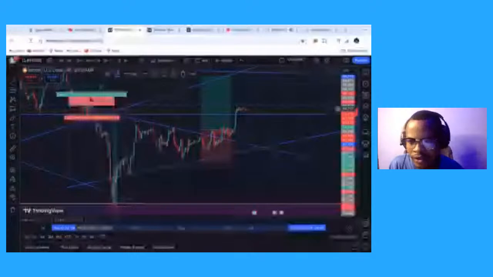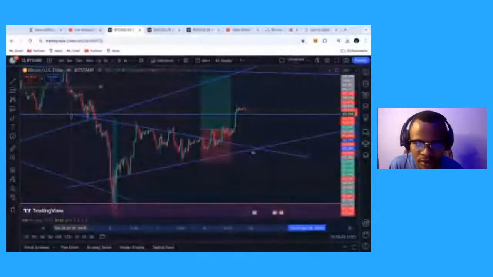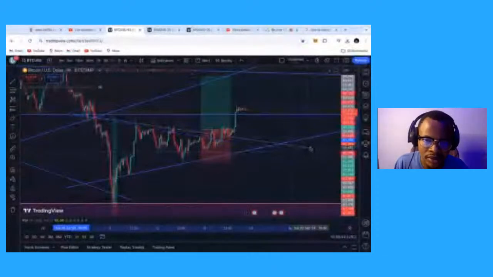I can also take it this way, close of the body candle and close of the body candle also. This is a consecutive close of the body candle. If I take it this way, this is the breakout and this is the retest. Now I can also take it that way, and I can also take it this way.